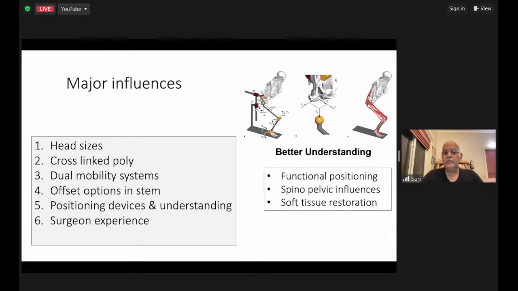Dual mobility systems, in cases where you find the need. Whether we should use them in all cases is a big question. I think that is still open. Offset options, if required, are there so that you restore the anatomy or the morphology of the system completely.